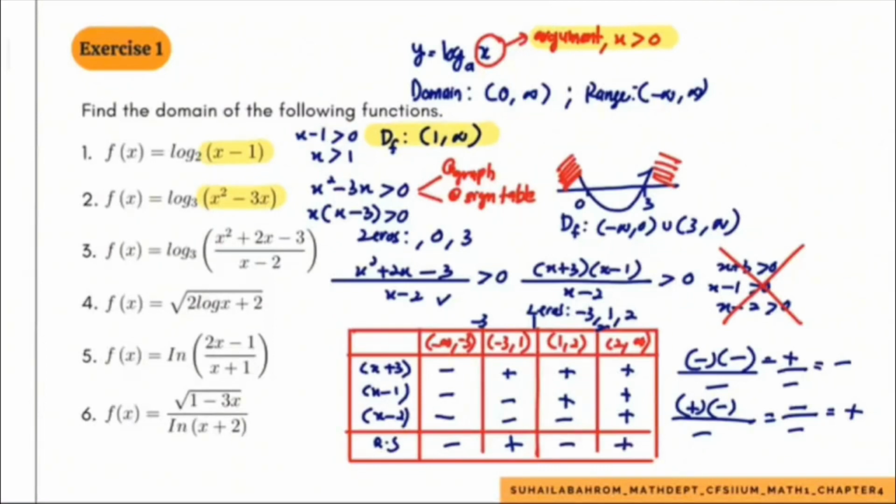Then the next step is to choose the resulting sign. Since it is greater than, we have to choose the positive resulting sign. Therefore, the final answer for the domain is negative 3 until 1 open, union 2 until infinity.